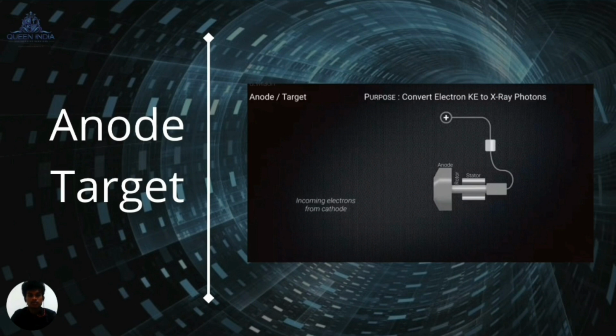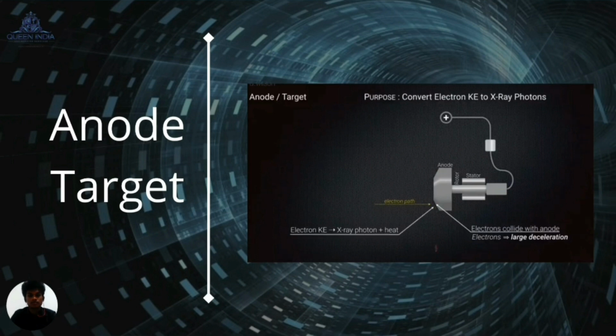Here, the incoming electrons from the cathode will collide with the anode target. During the collision, the acceleration of the electrons will be reduced, and the kinetic energy of the electrons is converted to X-rays and heat.